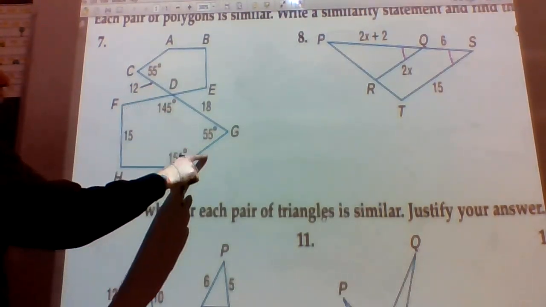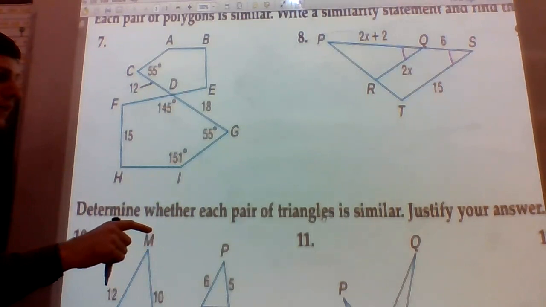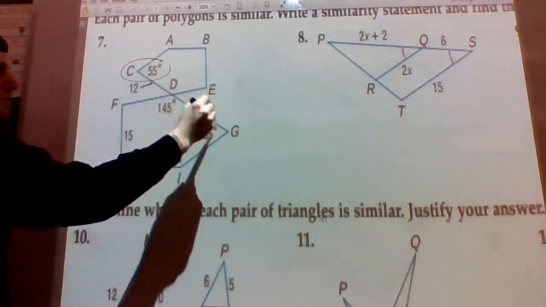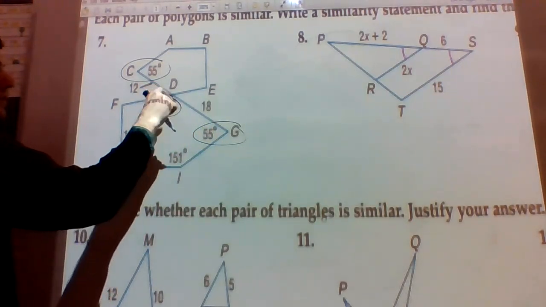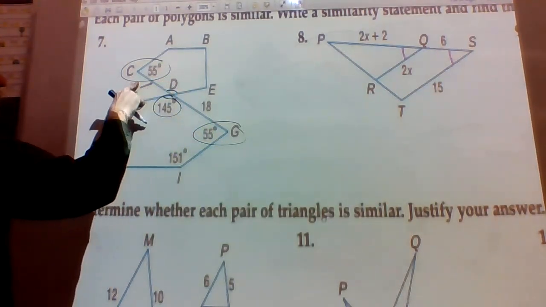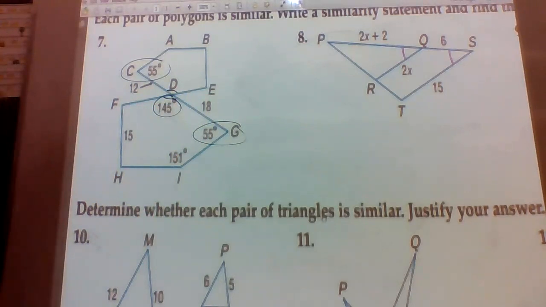So first thing I notice is we have 2 pairs of congruent angles. We have angle C is congruent to angle G, and then angle FDG, these are vertical, so that's going to be congruent to angle CDE. So we want to write it, it's telling us they're similar. Okay, we want to write a similarity statement.